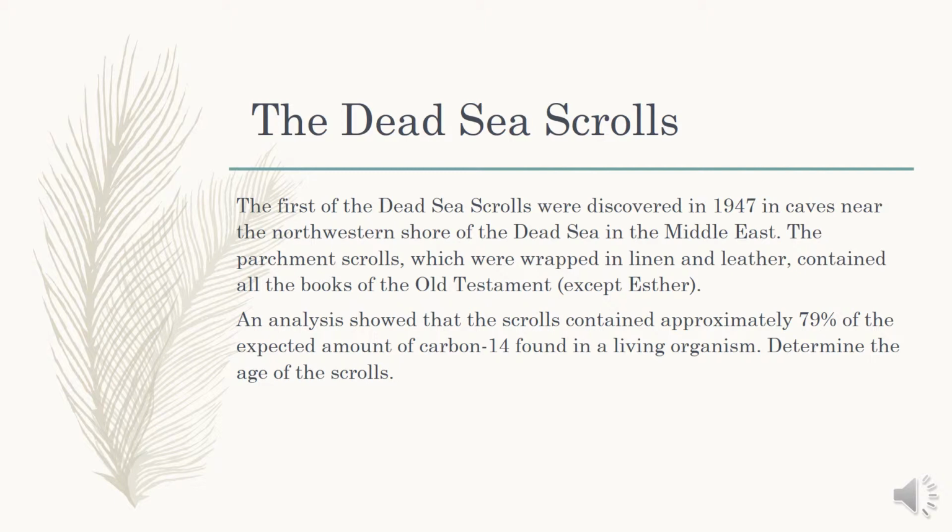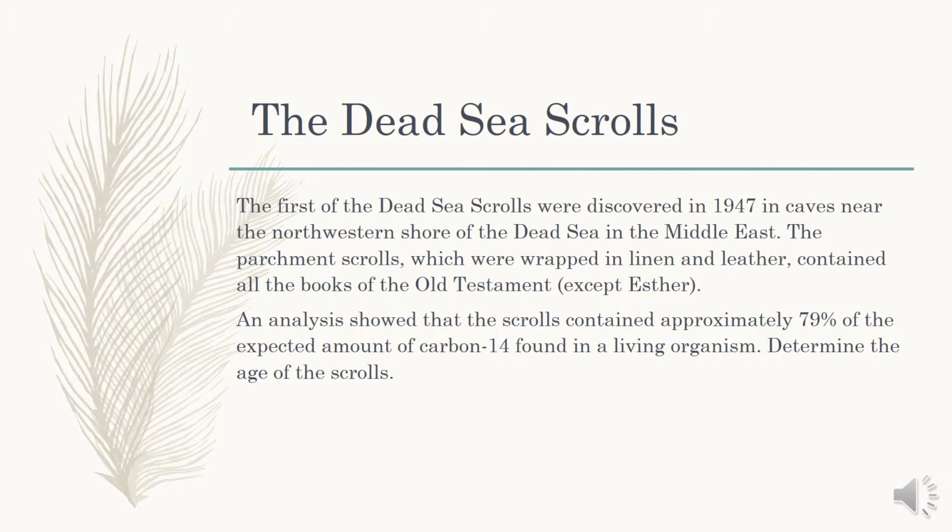Here we have a different problem. This time, you're going to be given some of the same information, and then we'll be given a little bit different information. We'll have to figure out where we put that information in at. So this problem concerns the Dead Sea Scrolls. It says the first of the Dead Sea Scrolls were discovered in 1947 in caves near the northwestern shore of the Dead Sea in the Middle East.